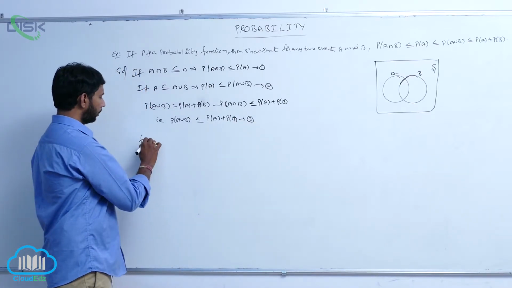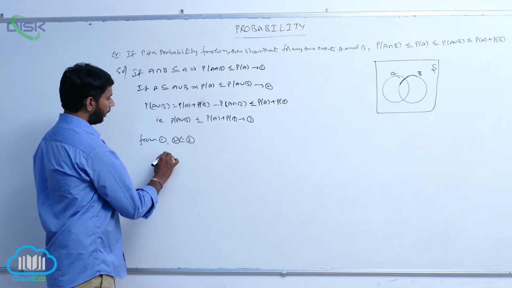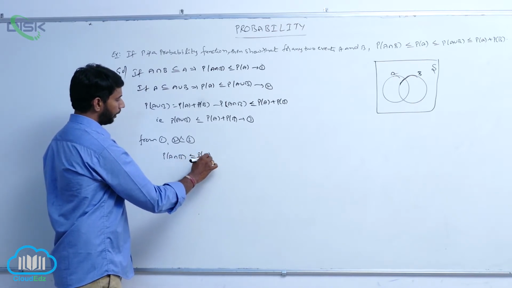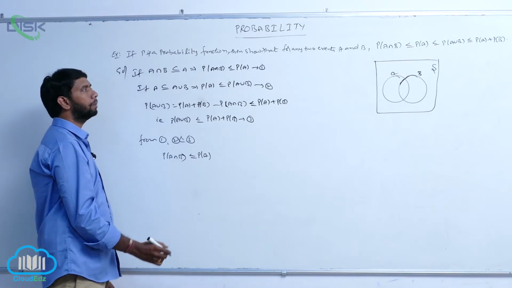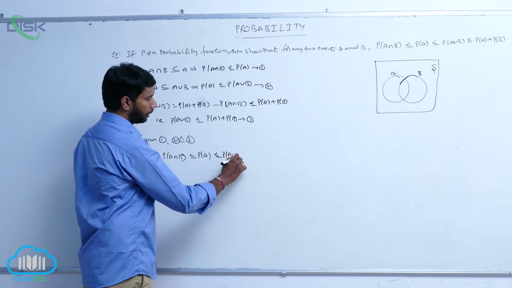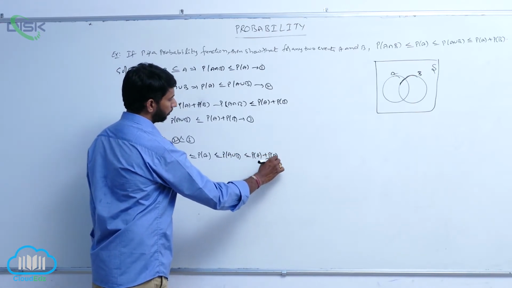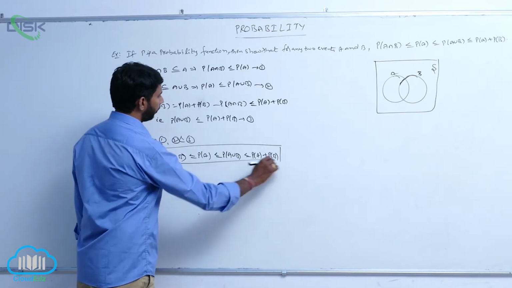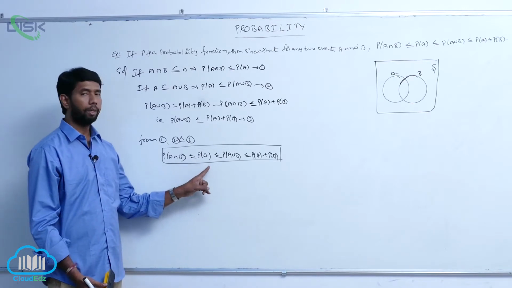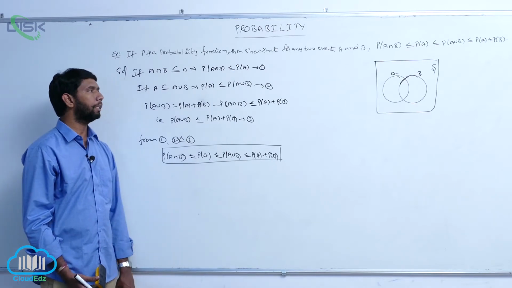From 1, 2 and 3, P of A intersection B is less than or equal to P of A, which is less than or equal to P of A union B, which is less than or equal to P of A plus P of B. This is the required result.